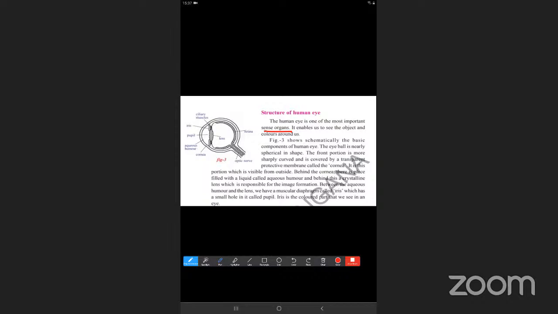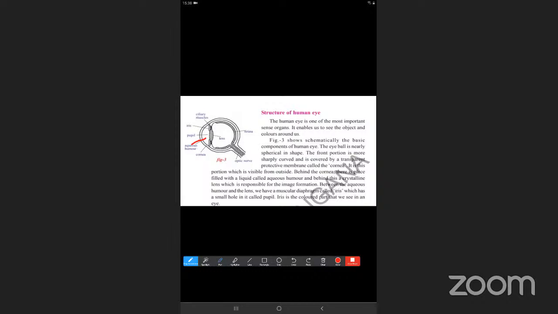Yes, so here the eyeball is nearly spherical in shape. The front portion is more sharply curved and is covered by a transparent protective membrane called the cornea. This is the cornea here. It is this portion which is visible from outside. Behind this cornea, there is a chamber filled with a liquid called the aqueous humor. This is the aqueous humor here.